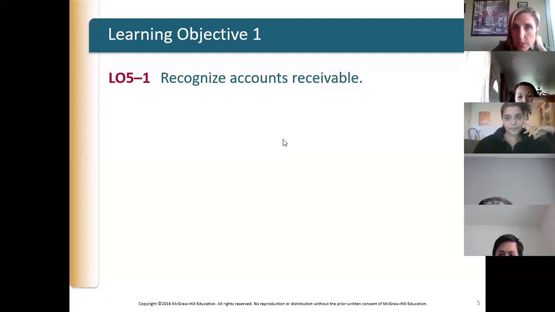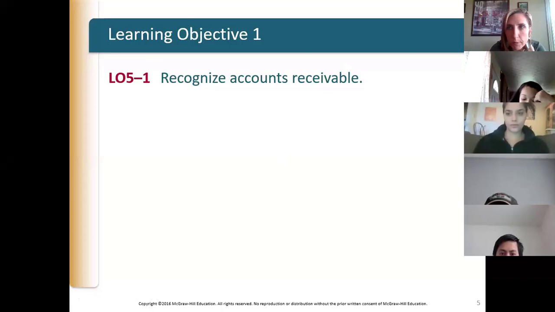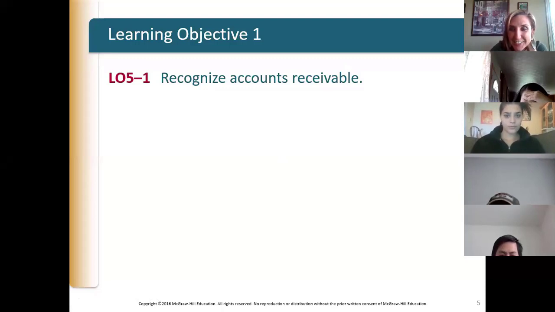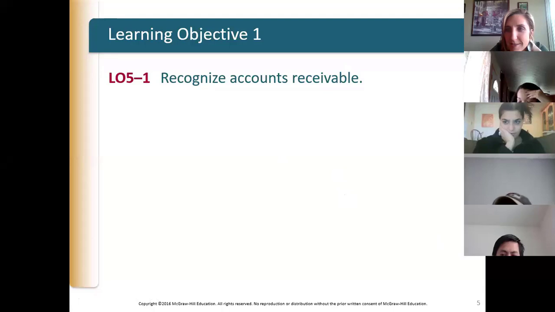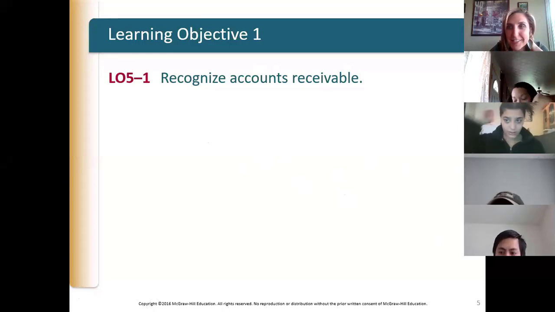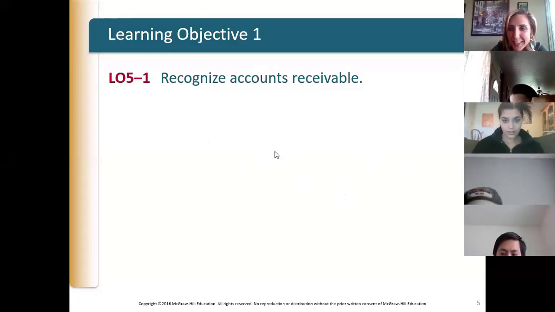So this chapter is about accounts receivables. Do you remember what kind of account accounts receivable is? Accounting formula. I'm going to guess that I heard someone say it's an asset. Yes, it's an asset. Okay, that's what I thought you said, Nathan. So this asset represents money owed to us, right?